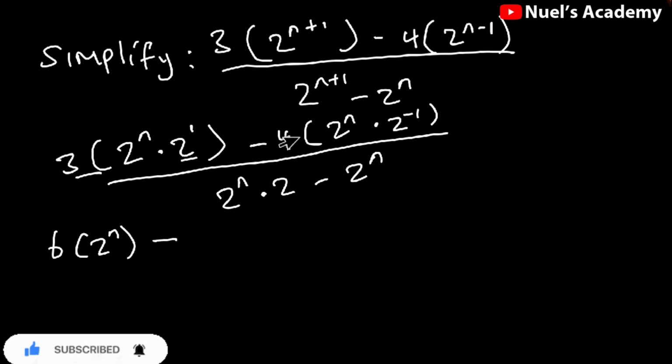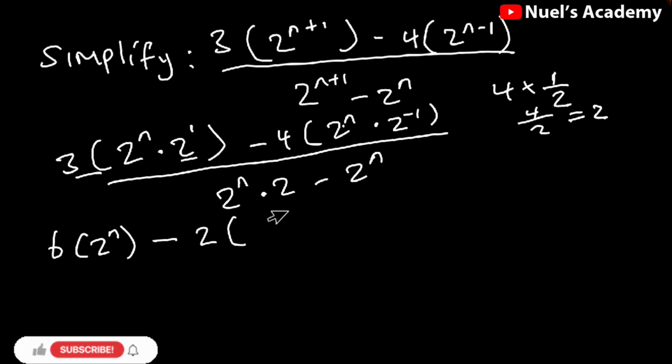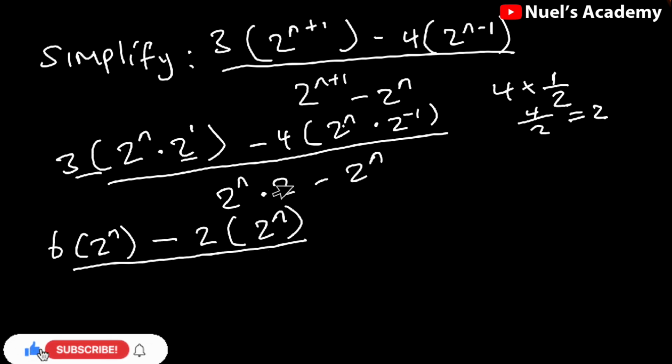Then minus, now 4 times 2 raised to the power negative 1, this is 4 times 2 raised to the power negative 1, which is the same thing as 1 over 2. Alright, so 4 times 1 is 4 over 2. So 4 divided by 2 is equal to 2. Now 4 times 2 raised to the power negative 1 is equal to 2. So we're going to write 2 here. Then we'll be left with 2 raised to the power n. Then we have over, then we can factor out 2 raised to the power n from this denominator.